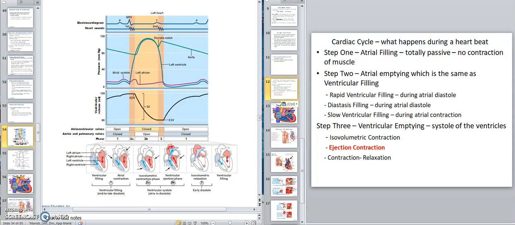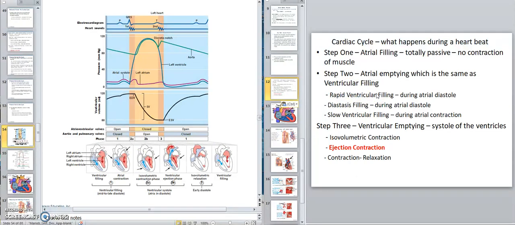All right. Over here, let's just review the cardiac cycle. The first thing that happens in the cardiac cycle is atrial filling. It's totally passive, no contraction of muscle. Then what happens is that fluid comes into the atria. Okay, so the atria fill. The next thing is atrial emptying, which is the same thing as ventricular filling. Ventricular filling. Okay. Under ventricular filling, you had rapid ventricular filling.